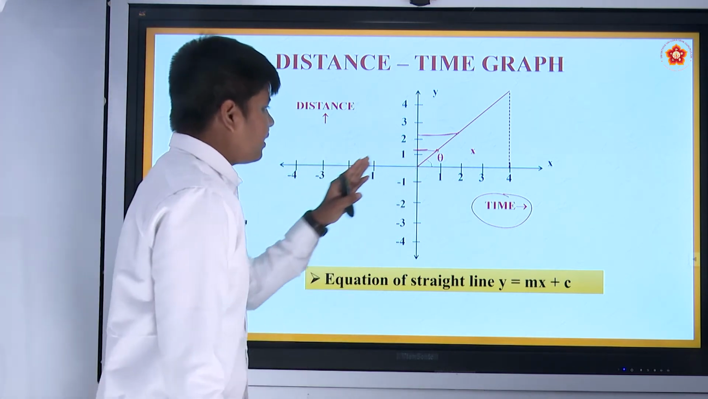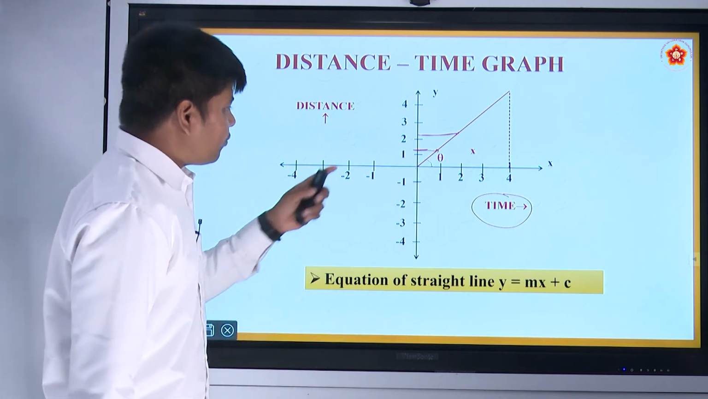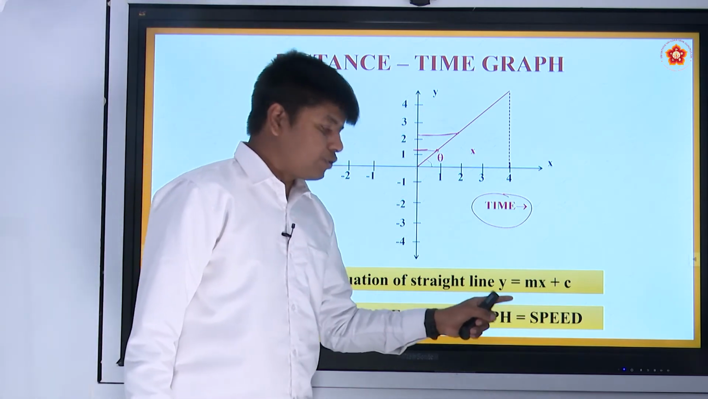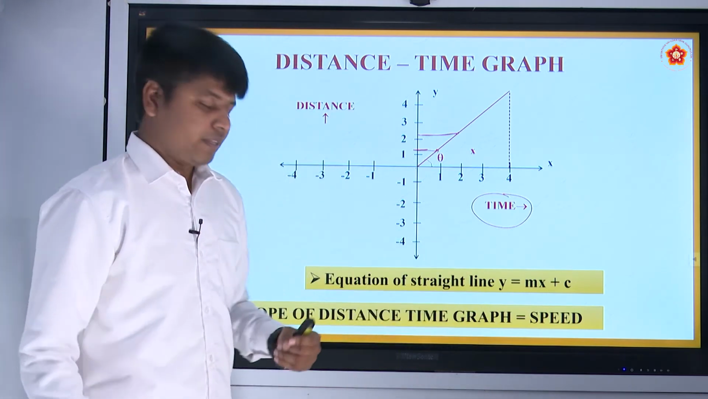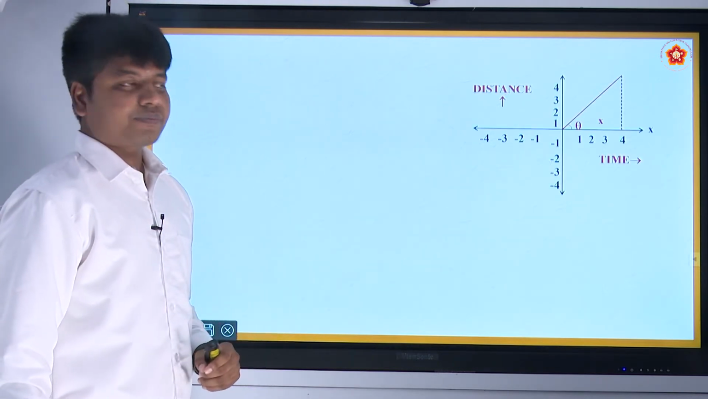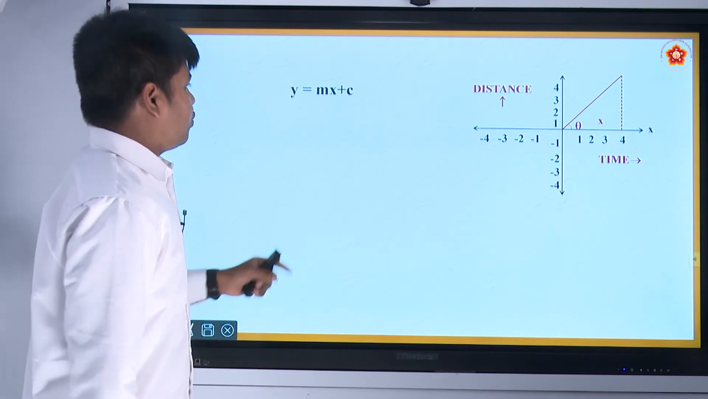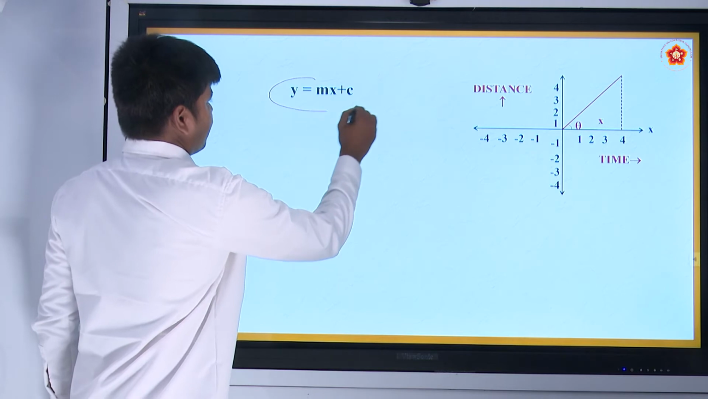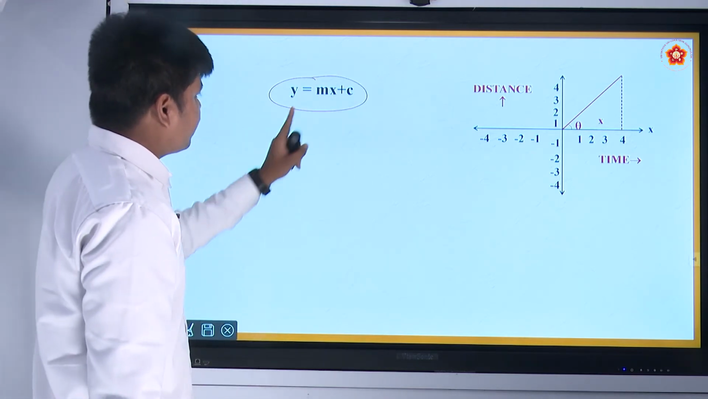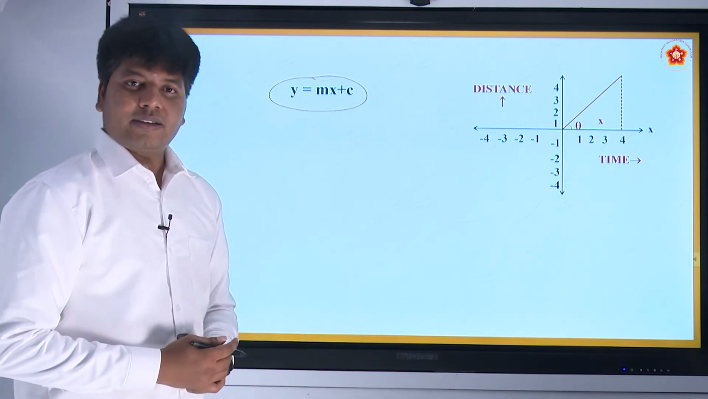So for every line there will be a slope, right? So what does the slope give you here? The slope of the distance time graph gives you speed. How? Let us find out. You have this distance time graph. This is the same as in the previous slide. You know this equation of a straight line is y equal to mx plus c. What does this m stand for? What does this c stand for? m is nothing but the slope of the line, right?